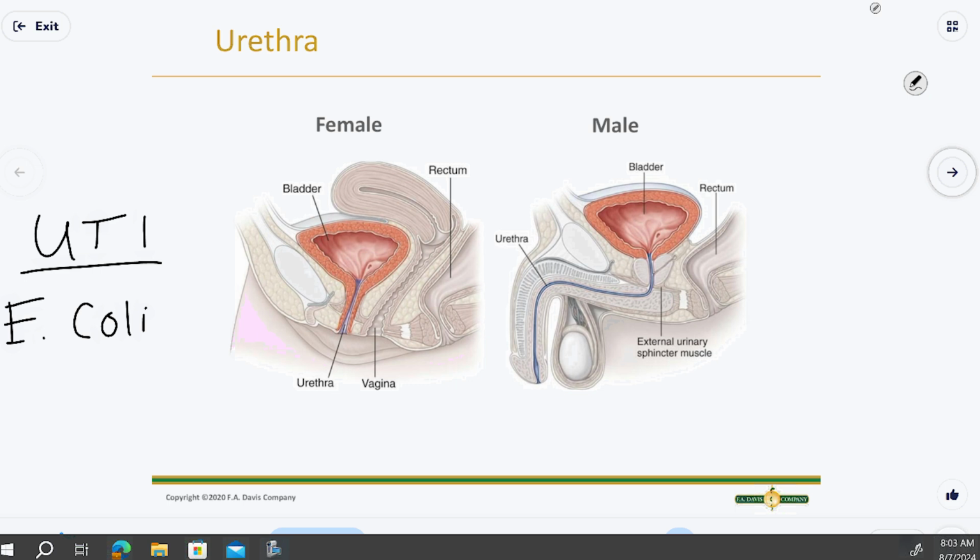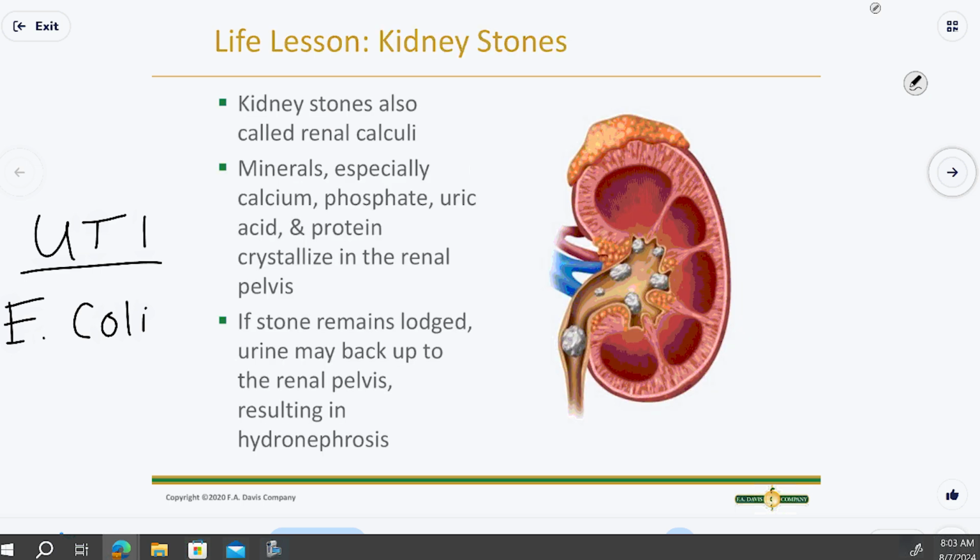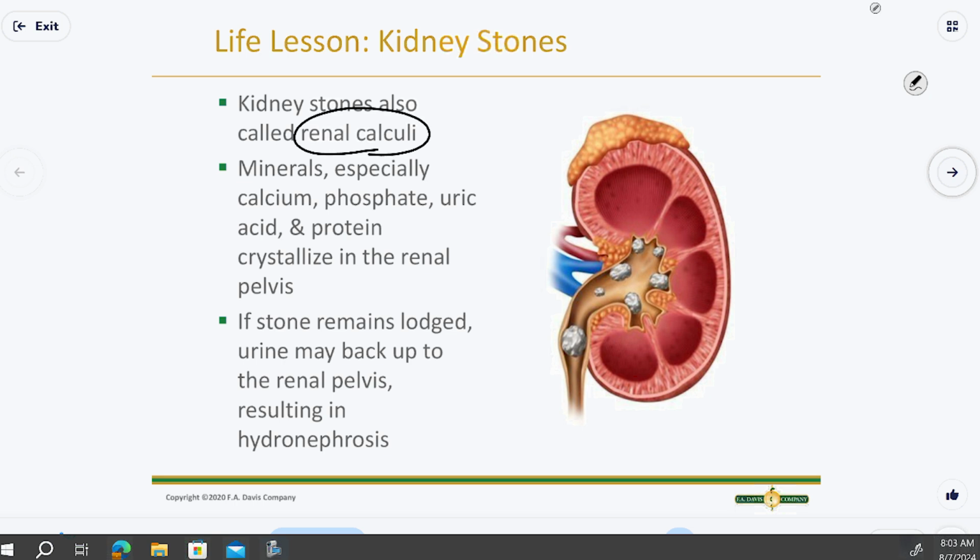The kidney stones are discussed on page 401. Kidney stones are also called renal calculi. What does calculi sound like? It sounds like a familiar word. Calculi, yeah. But look at that word, calculi. That helps you figure out what they're mostly made of.